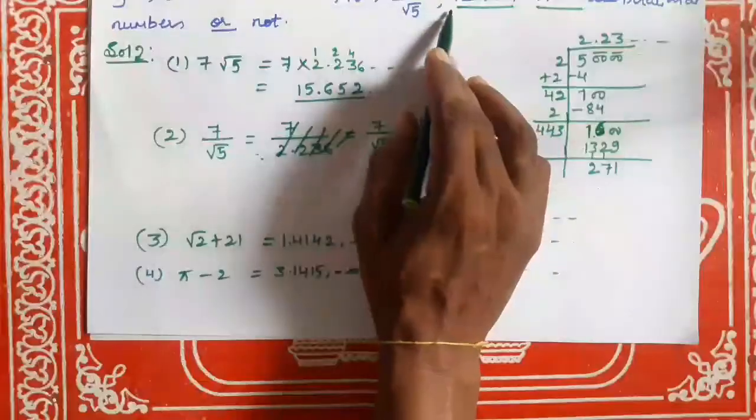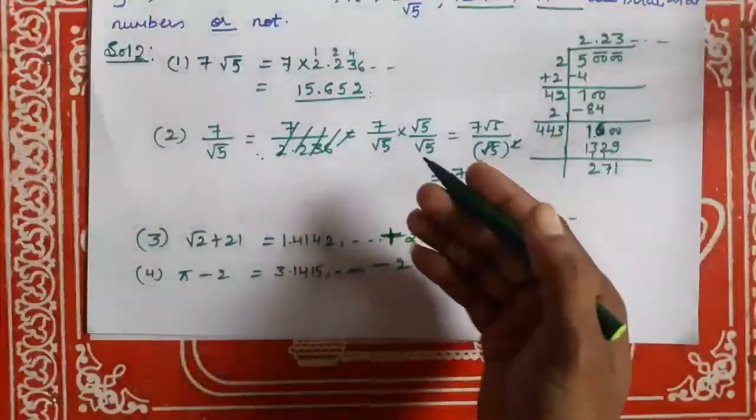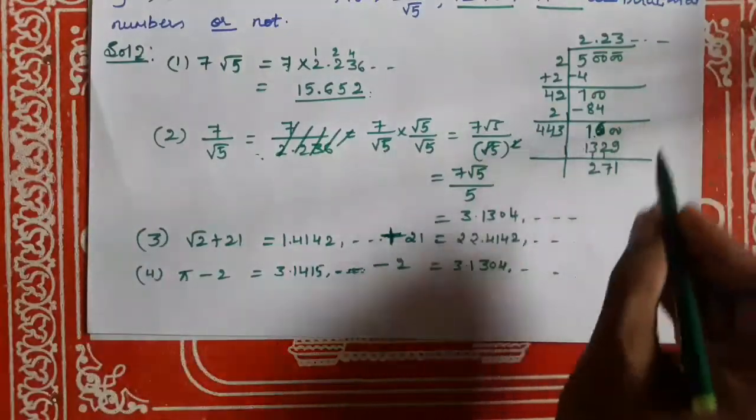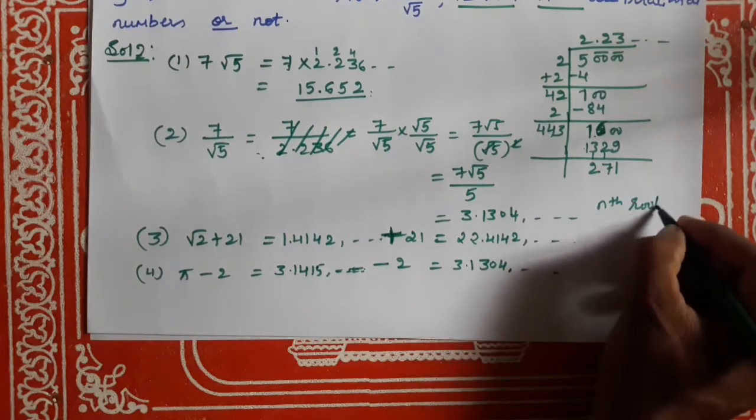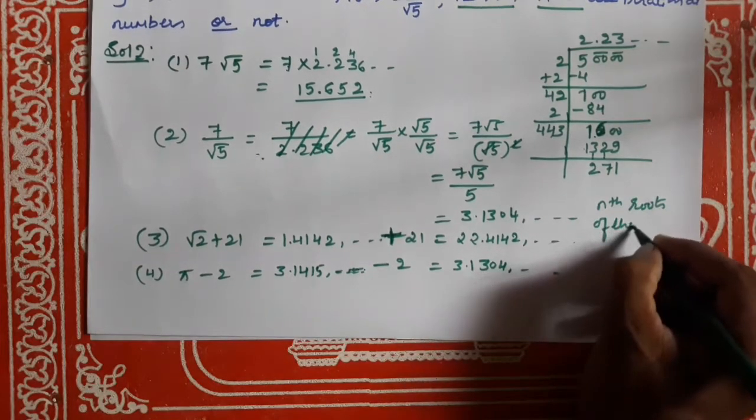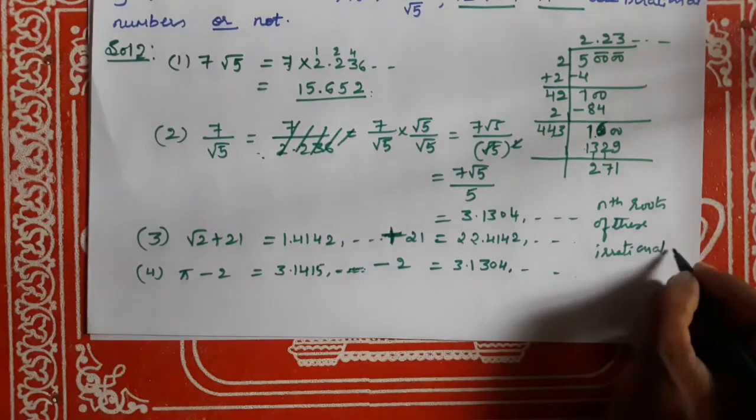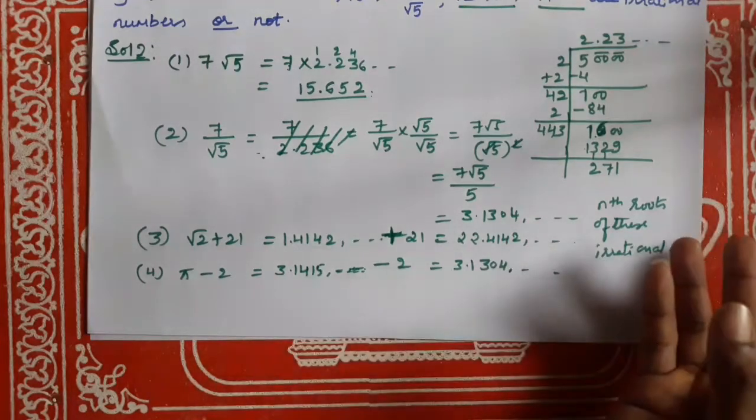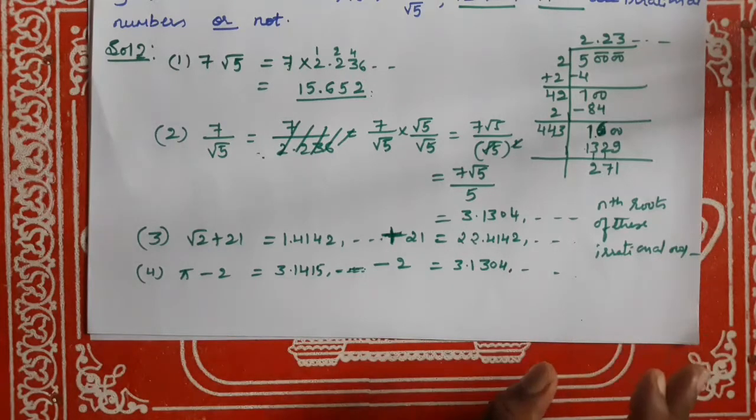Let us see what generally happens if we add, subtract, multiply and divide, and take square roots and even nth roots of these irrational numbers, where n is any natural number. Let us see some examples.